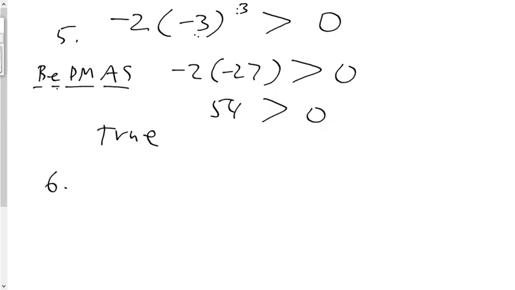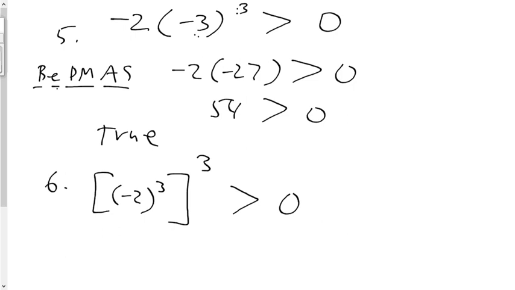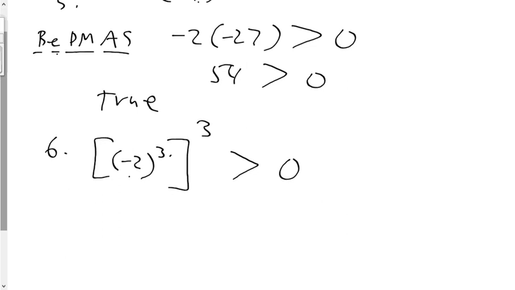And finally, in true-false question 6, square brackets, negative 2 cubed, end of square brackets, cubed, is greater than 0. This is actually an example of law number 3, a power to a power. Is this true or false? Well, we know that when we have a power to a power, the law says we keep our base and multiply our exponents.